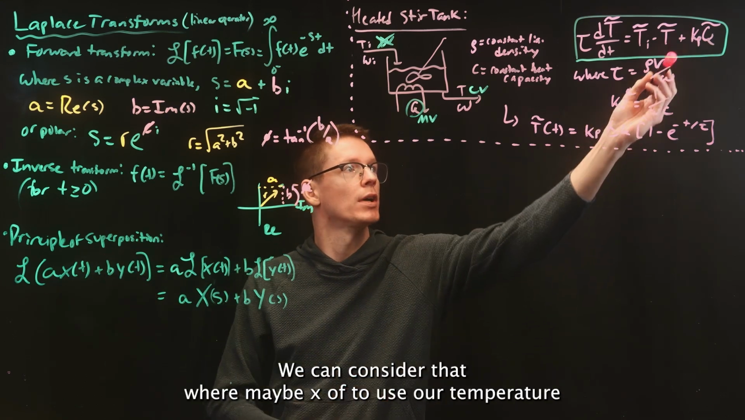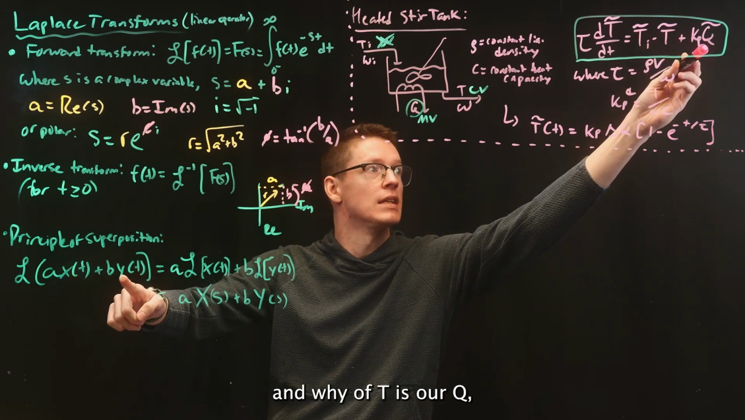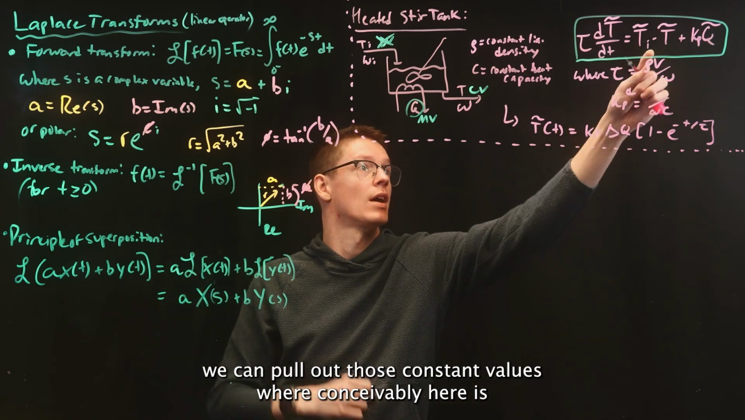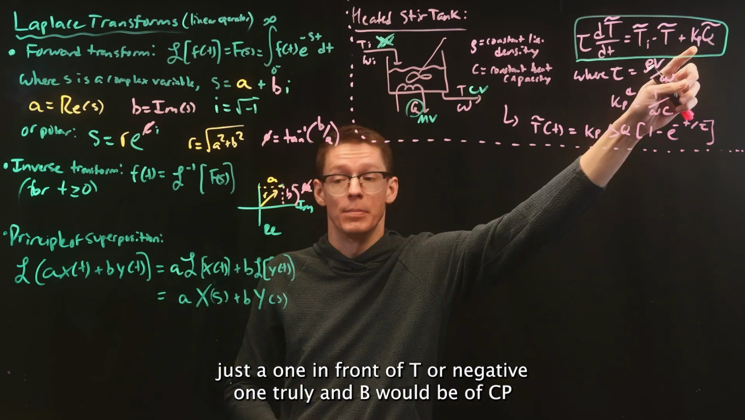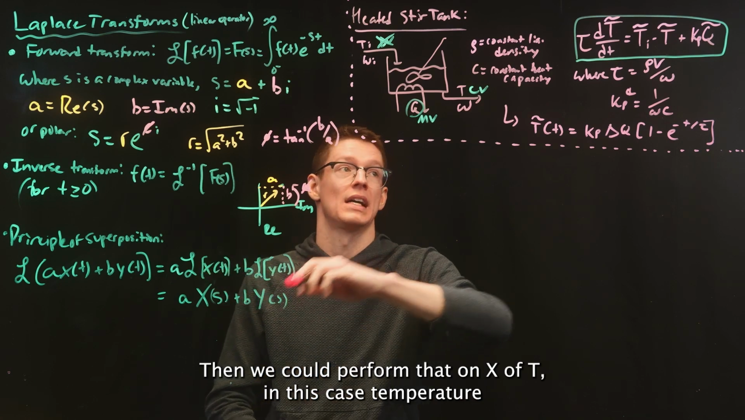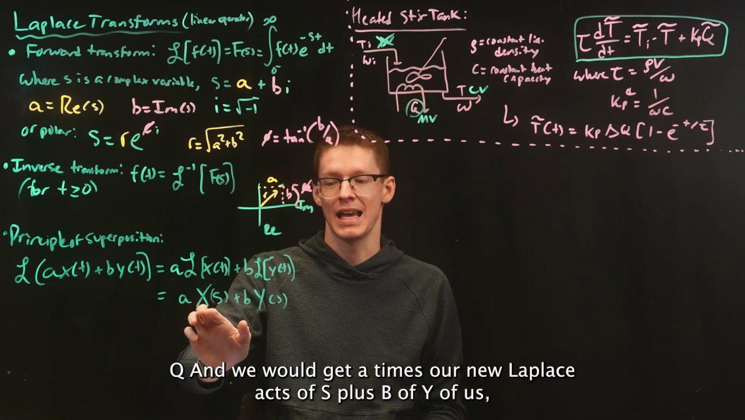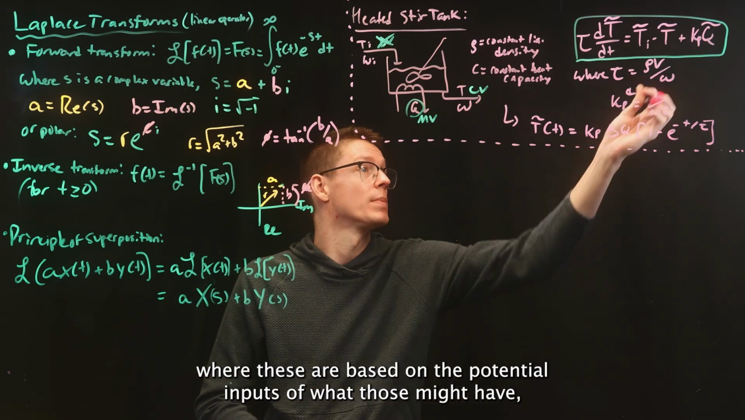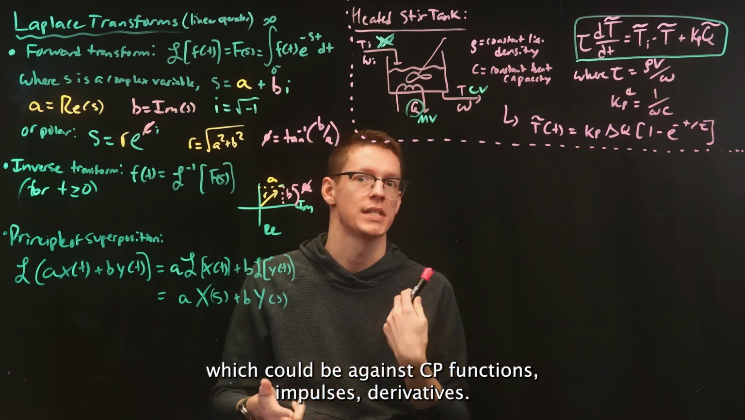In the previous one, we can consider that maybe x of t is our temperature and y of t is our q. And we can say, essentially, we can pull out those constant values, where the constant value here is just a 1 in front of t, or a -1 truly. And b would be of kp. So we can pull those out before performing the Laplace. Then we could perform that on x of t, in this case temperature, or y of t, in this case q, and we would get a times our new Laplace X of s plus b times Y of s, where these are based on the potential inputs of what those might have, which could be, again, step functions, impulses, derivatives.